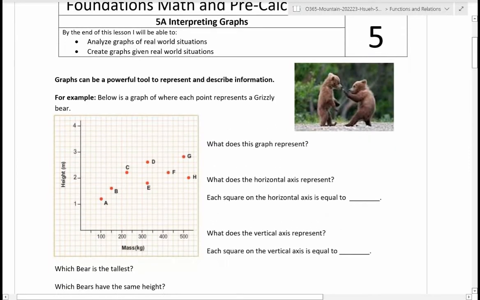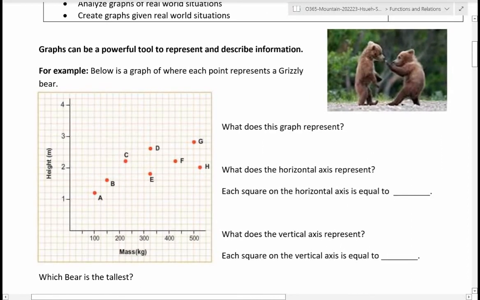And as you can see, here is a graph, and it's useful because I can understand some stuff out of it. Okay, so let's take a look. The first question asks, what does this graph represent? So here's the graph. What does it mean? Well, you can see on this graph, we have the mass here and the height here.